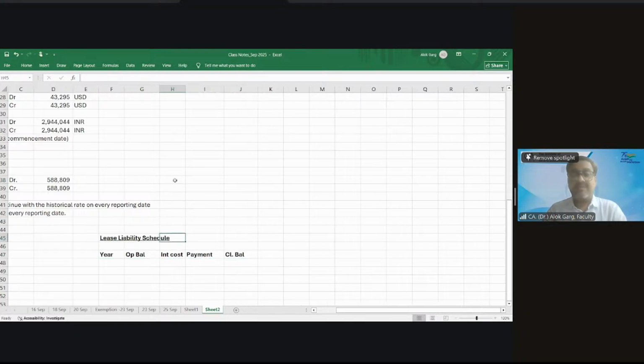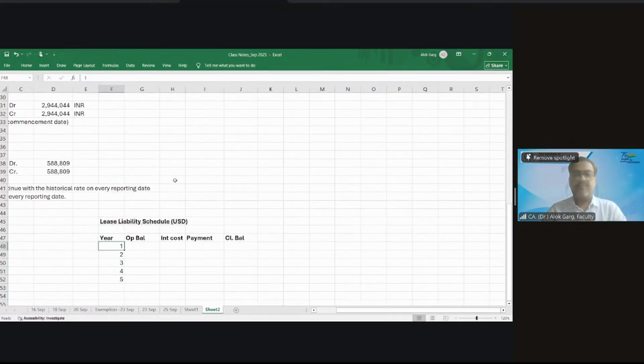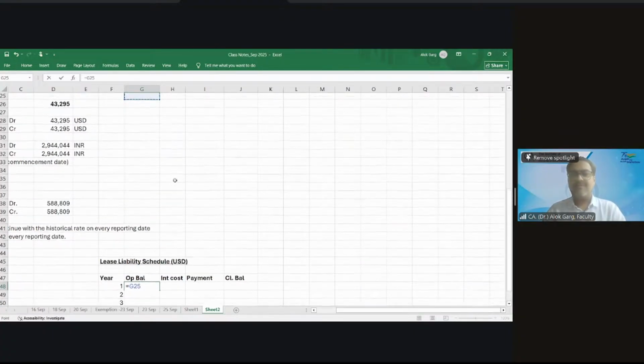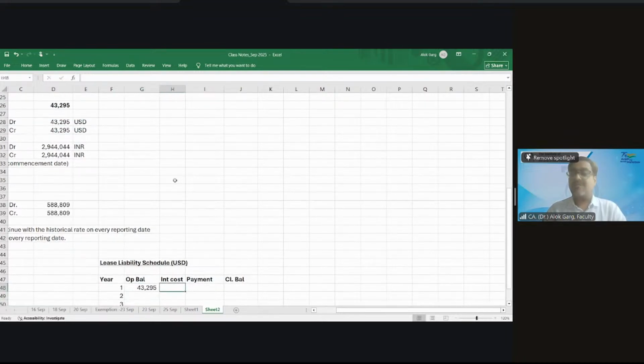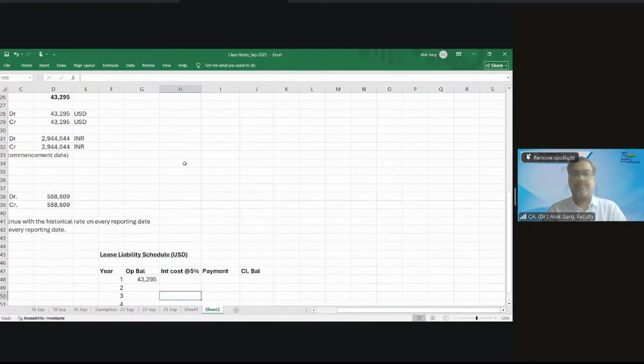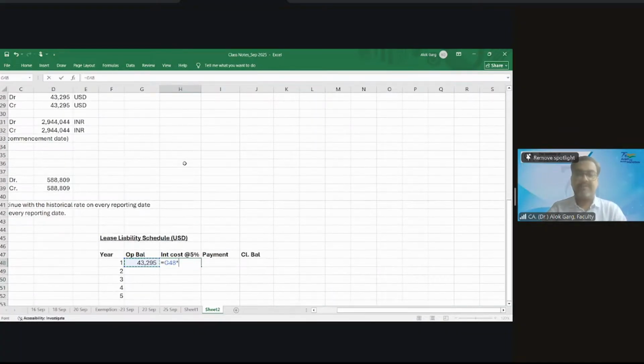So this lease liability schedule I am preparing in US dollars. Year 1, 2, 3, 4, 5. What is the opening balance? 43,295 is my lease liability. What is the interest cost? At the rate of 5%. What is my interest cost? 43,295 multiplied by 5%.